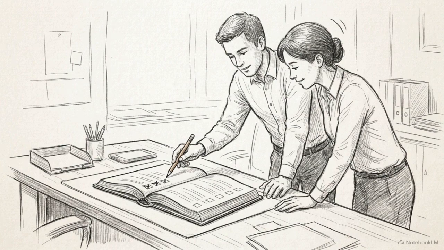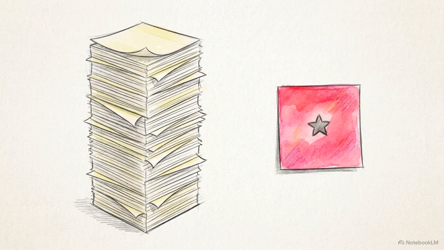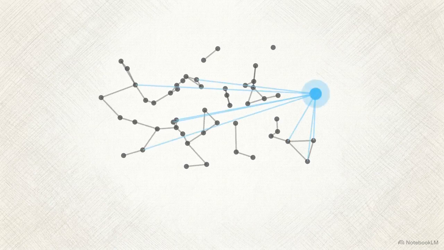Phase 3 is where actual analysis happens, combining practices 4 and 5, looking for patterns and comparing continuously. The most common mistake here is the frequency trap. Just because a word is mentioned 50 times doesn't mean it is the most important finding in your study. To find real meaning, look past the volume. This visualization shows how raw counts transform into a network of relationships. You are looking for how ideas connect, not just how often they appear.